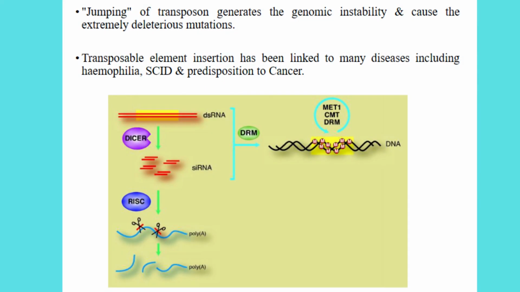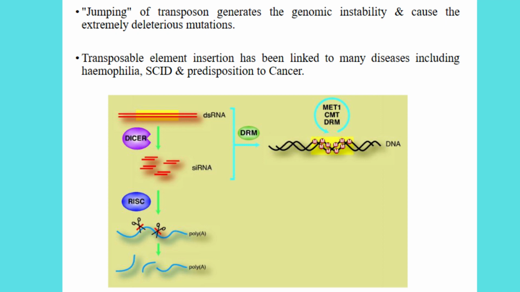in maintaining a genome. Jumping of transposons generates genomic instability and causes extremely deleterious mutations. Transposable element insertion has been linked to many diseases including hemophilia, SCID, severe combined immunodeficiency, and also predisposition to cancer. Here is an example of transposon silencing. Here is a figure that represents transposon silencing.